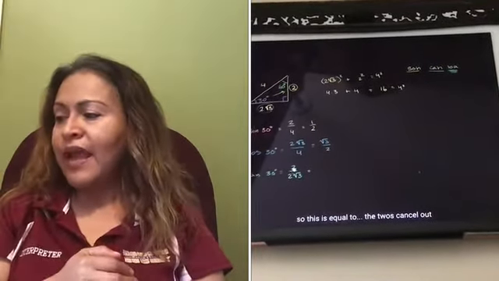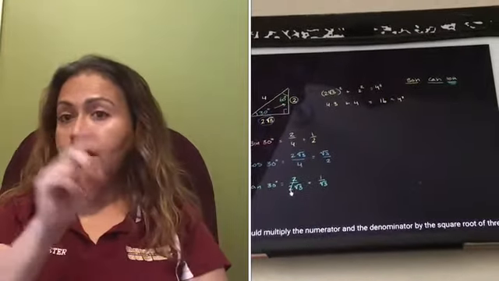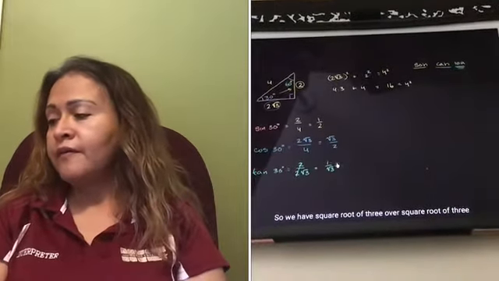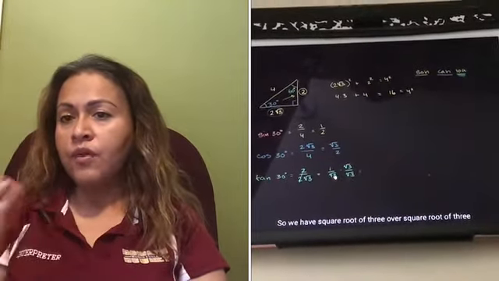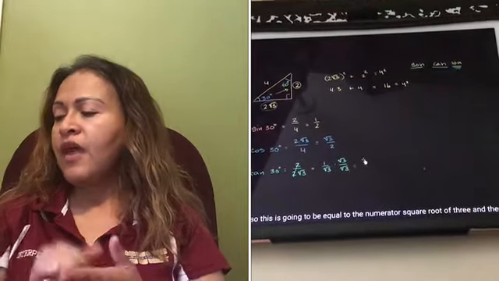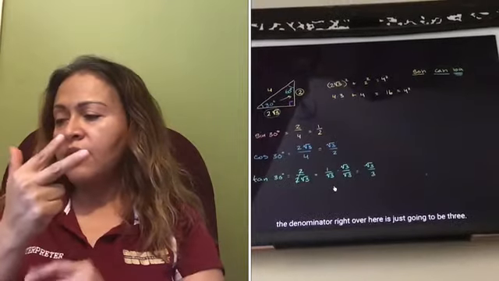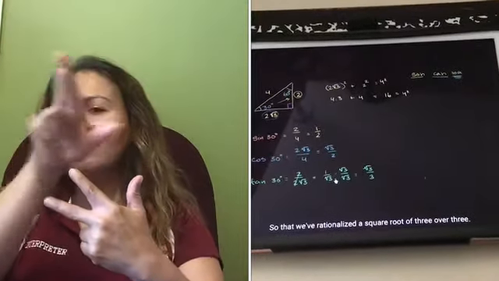So this is equal to, the 2's cancel out, 1 over the square root of 3. Or we can multiply the numerator and the denominator by the square root of 3. So we have square root of 3 over square root of 3. And so this is going to be equal to, the numerator is square root of 3, and then the denominator right over here is just going to be 3. So that's, we've rationalized it, square root of 3 over 3.